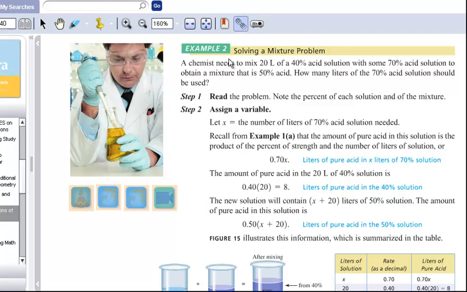Right, now, a chemist needs to mix 20 litres of a 40% solution. So those two go together. He's going to add some 70%. Now we don't know how much. Some. Okay, we don't know how much of this 70. We do know how much of the 40. We don't know how much of the 70.